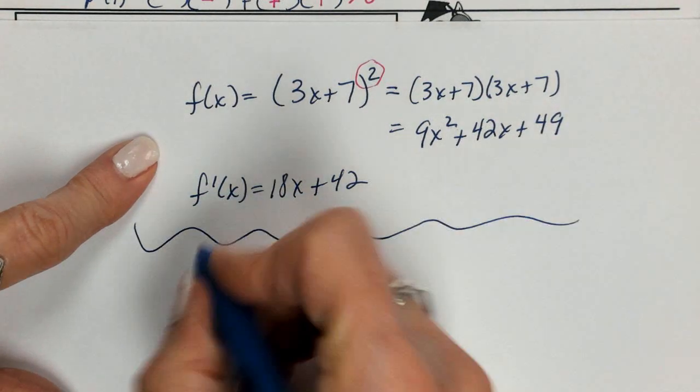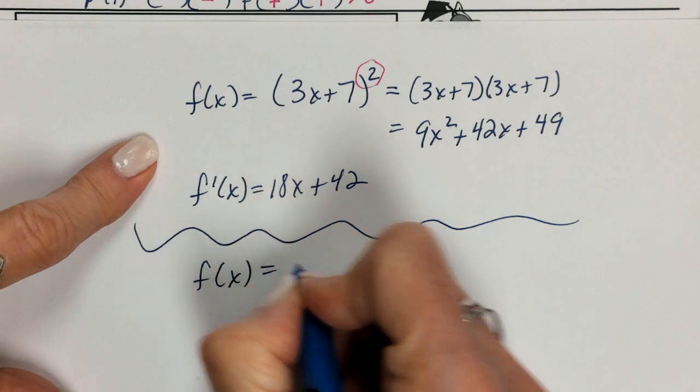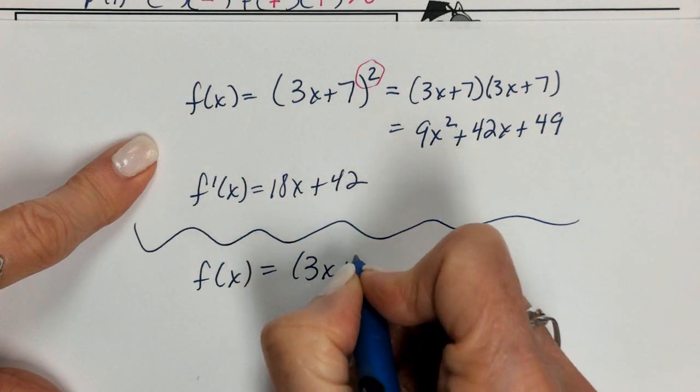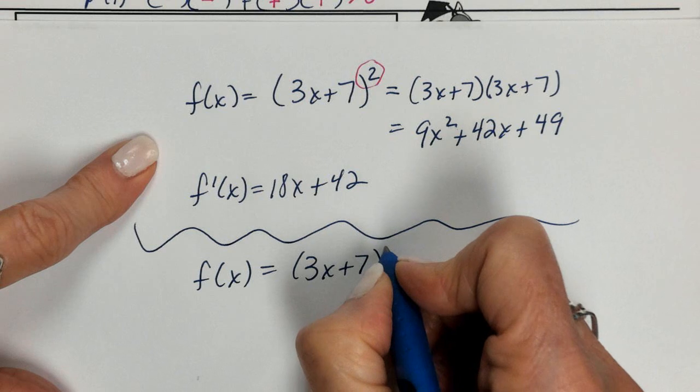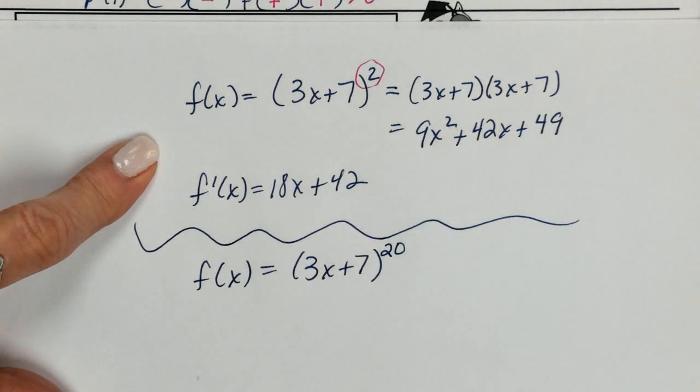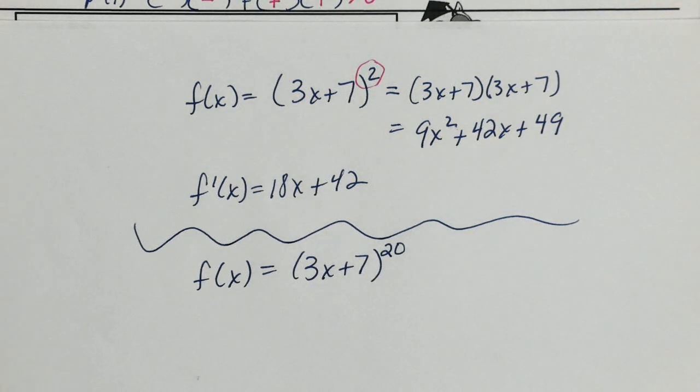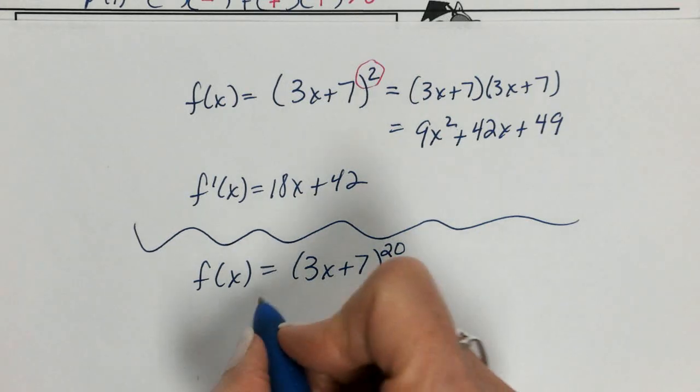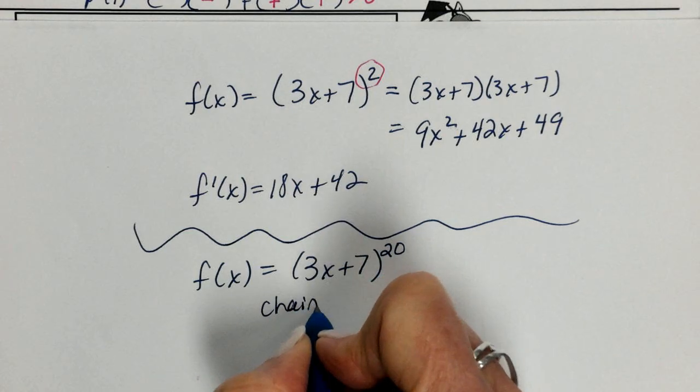However, what if it wasn't squared? What if it was raised to a higher power? What if it was raised to a much higher power? Then that process would be extraordinarily tedious. That's where the chain rule comes in. Okay, this would be a chain rule problem.